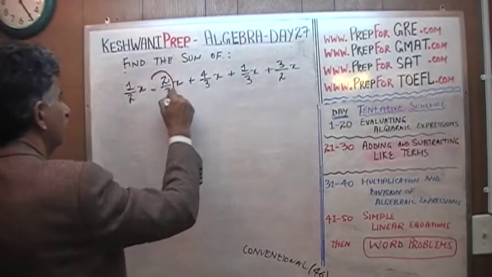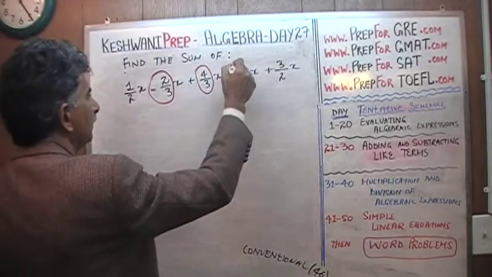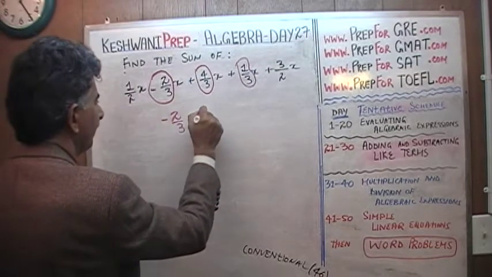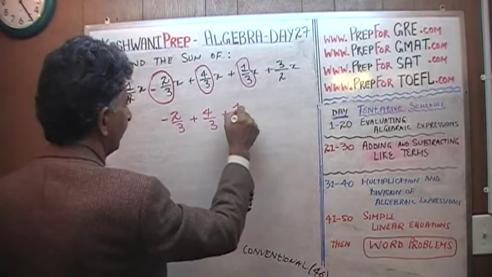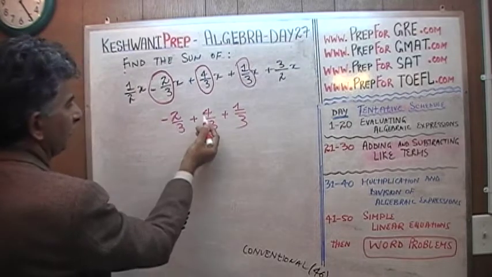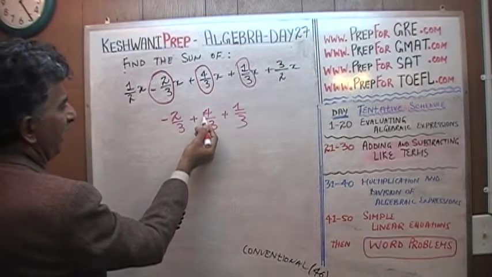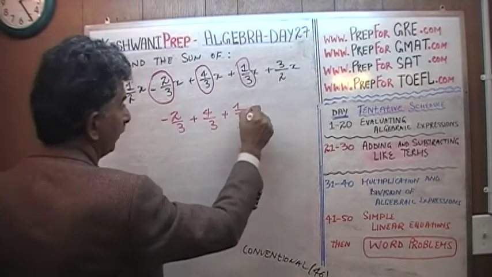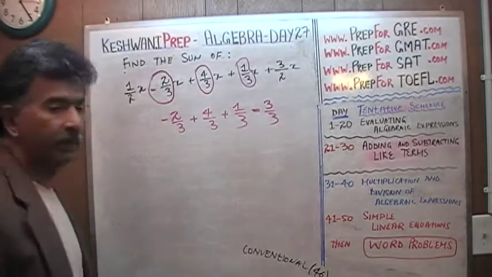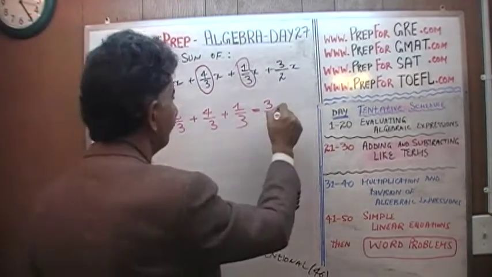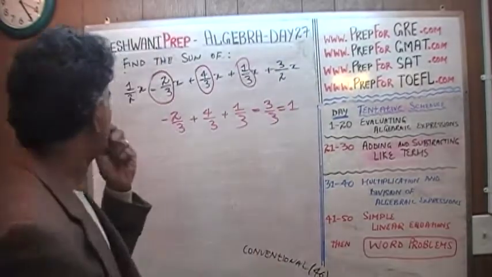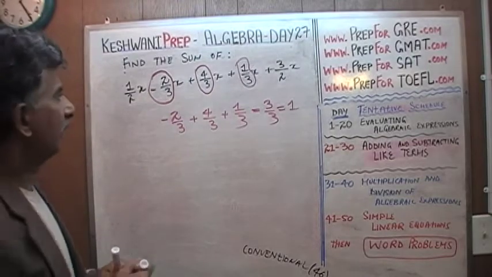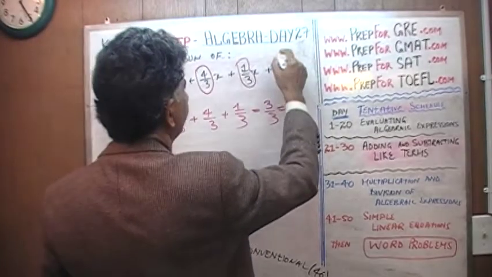I see a negative 2/3, a positive 4/3, and a third. Negative 2 plus 4 is positive 2. Positive 2 plus 1 is positive 3. Oh, there you go. It's just 3/3. It's just 1. Now let's take care of our halves.